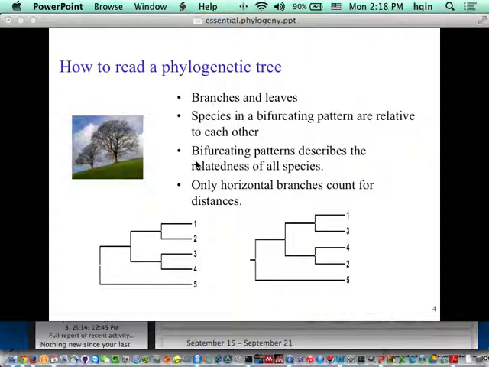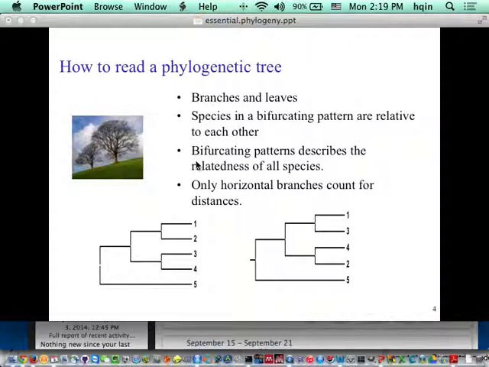And this vertical part is just there to make it more visible. If you want to present it in a different way, you can stretch 1 and 2 vertically. It doesn't make any difference. So that's generally the case, but of course, when you read the actual tree, you have to look at the legends below the figure. In most cases, that's the way. That's a convention.